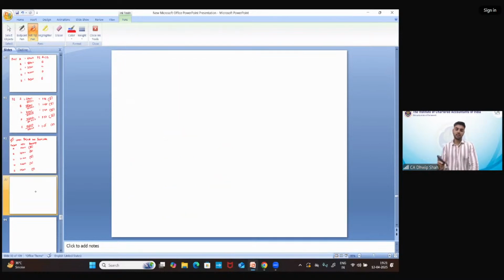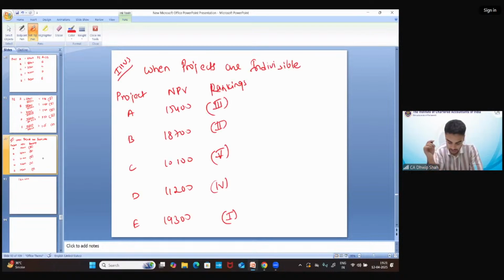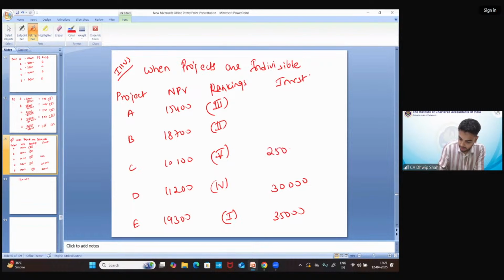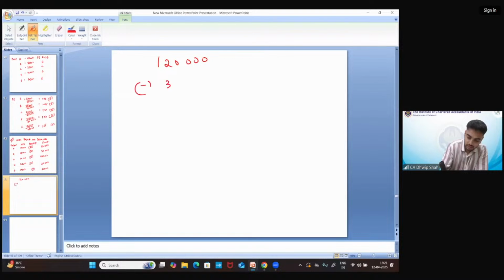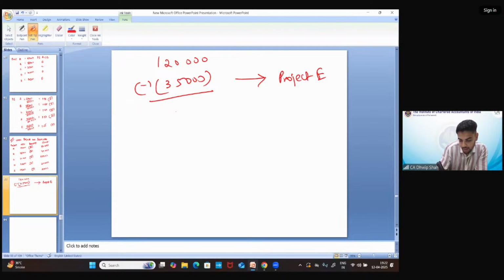So now let's start the game. I have 1,20,000 in my kitty. So first ranking is project E. And the cost of project E is 35,000. This is 30,000. I guess this was 25,000. This was 40,000 and this was 50,000. Correct? These were my investments. So can I take entire project E? Yes, I have enough funds. So 35,000 you subtract. Entire project E can be taken. ठीक है बैलेंस कितना बचा 85.